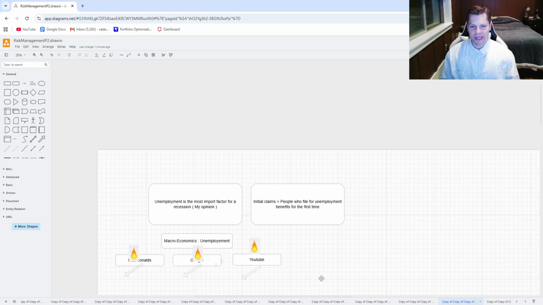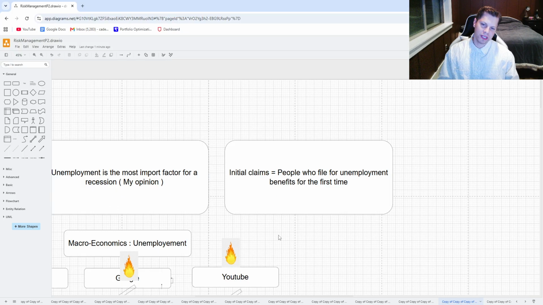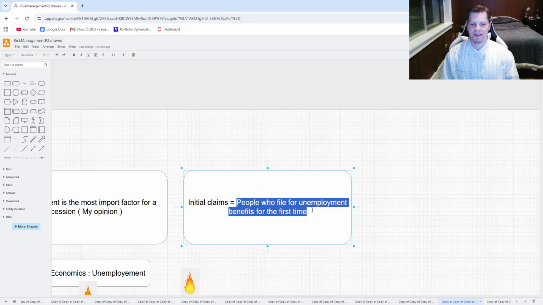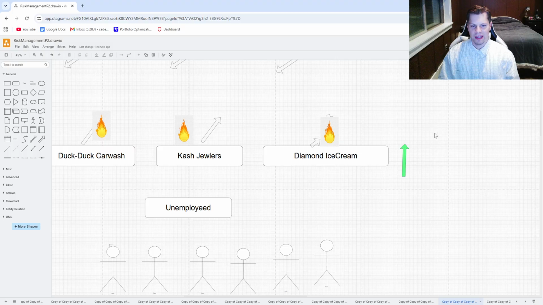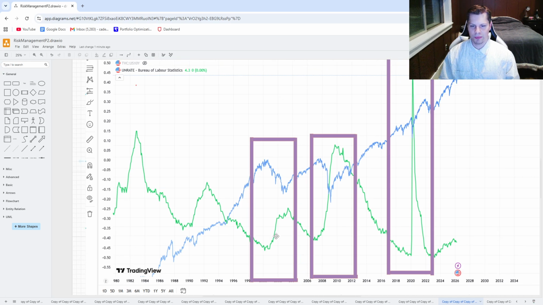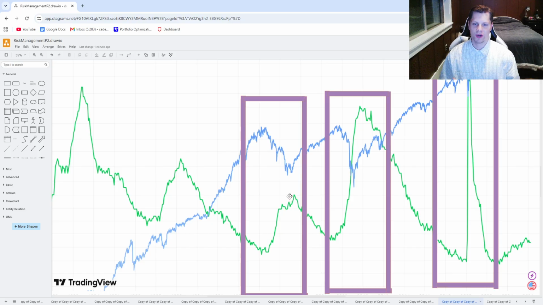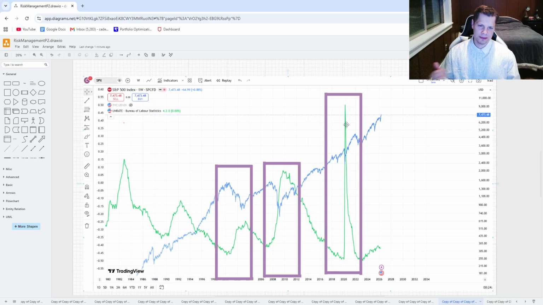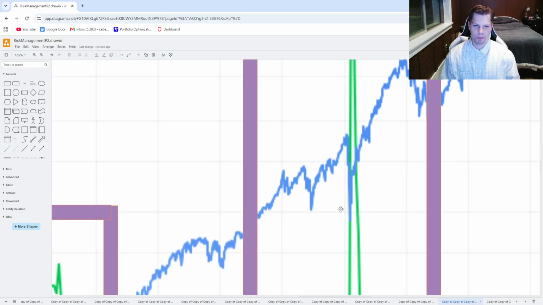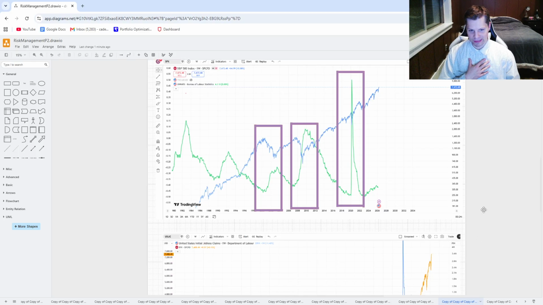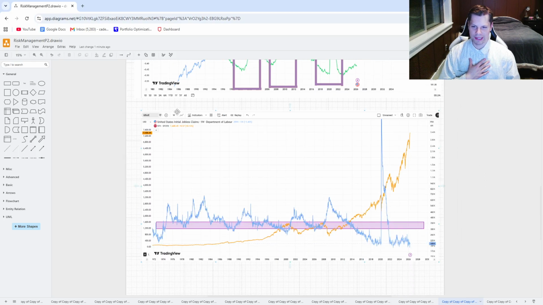And for you to really understand unemployment, you should also understand the concept of initial claims. And initial claims is just people who file for unemployment benefits for the very first time. And if we look at the S&P 500 with unemployment being the green line, you can see pretty clearly that sometimes when unemployment really starts to rise, the S&P 500 just drops. You're going to see in these purple boxes, you have these pretty brutal crashes every single time you saw unemployment go up.